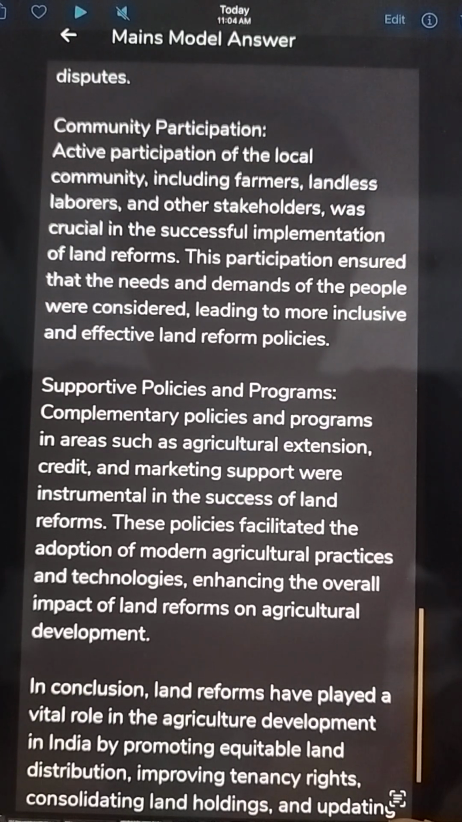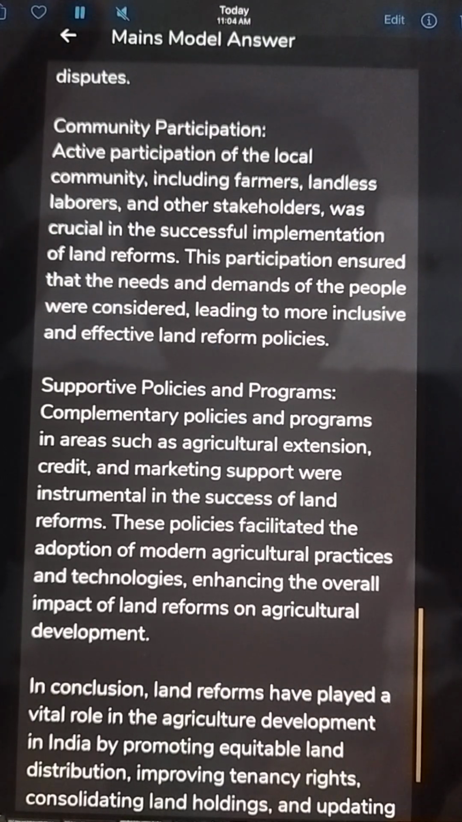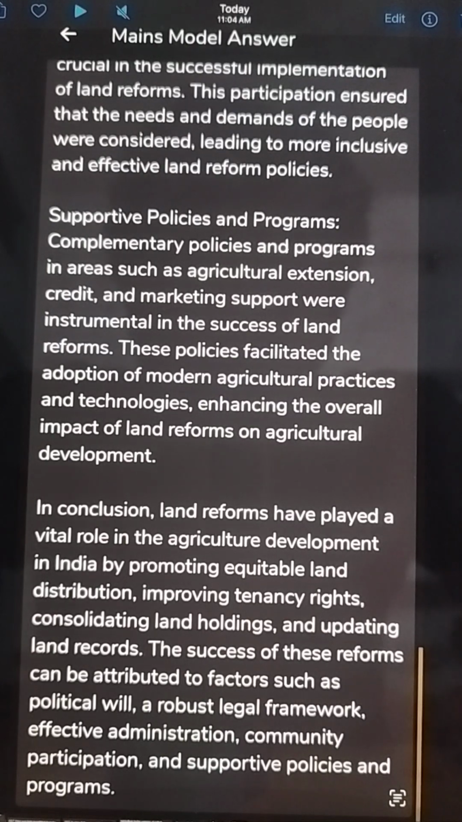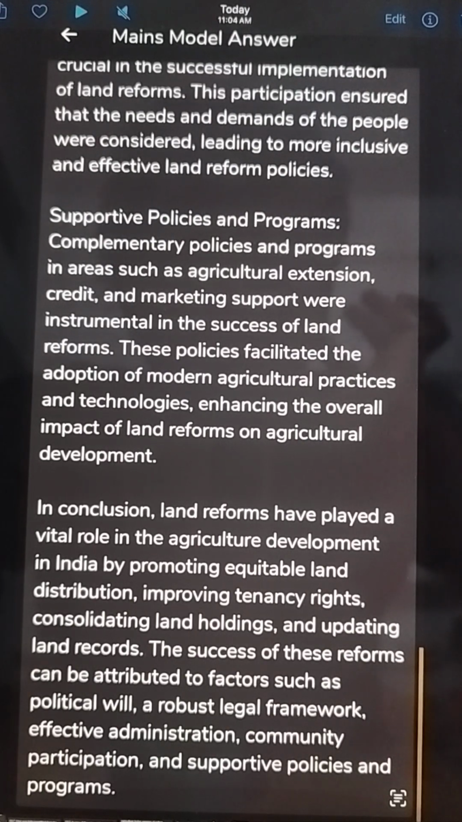Complementary policies and programs in areas such as agriculture extension, credit, and marketing support were instrumental in the success of land reforms. These policies facilitated the adoption of modern agriculture practices and technologies, enhancing the overall impact of land reforms on agriculture development. In conclusion, land reforms have played a vital role in agriculture development in India by promoting equitable land distribution, improving tenancy rights, consolidating land holdings, and updating land records. The success of these reforms can be attributed to factors such as political will, a robust legal framework, effective administration, community participation, and supportive policies and programs.